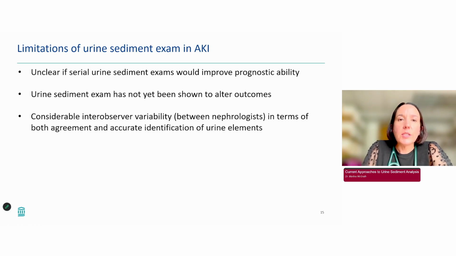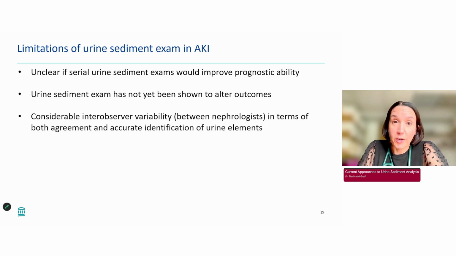So the limitations of using the urine sediment exam in acute kidney injury is that it's really not clear if serial exams would improve the prognostic or diagnostic ability. There have been no studies that have shown that urine sediment exam has altered outcomes. I would say that this appears to be in common with pretty much every other biomarker, or most other biomarkers that are on the market for acute kidney injury at the moment.